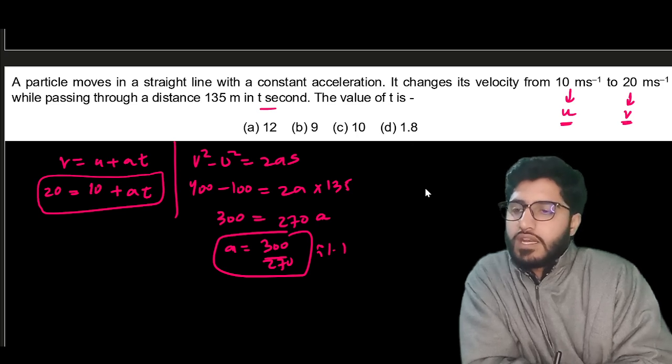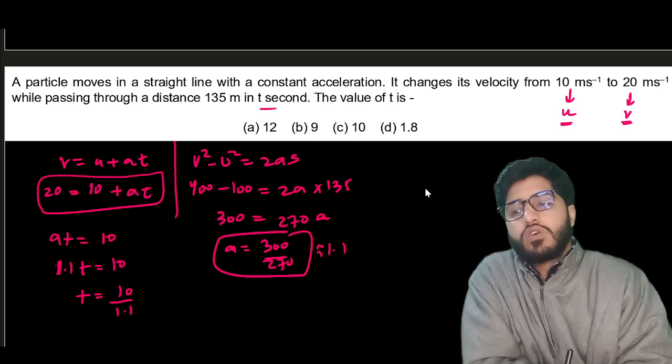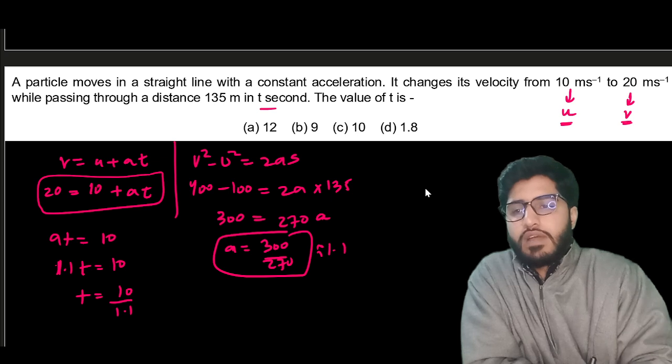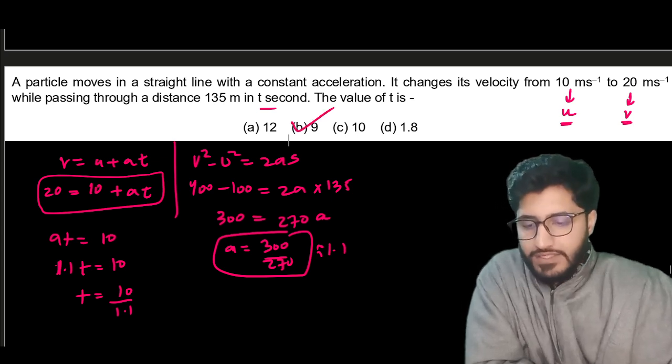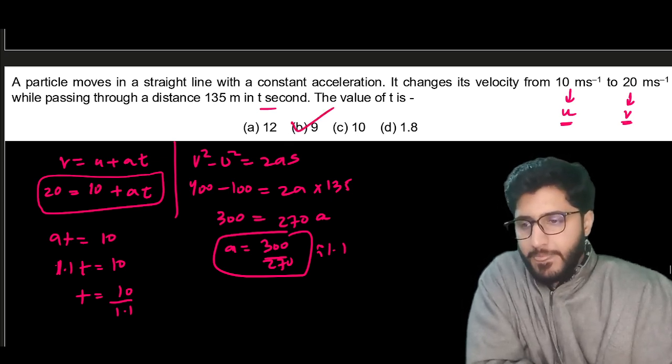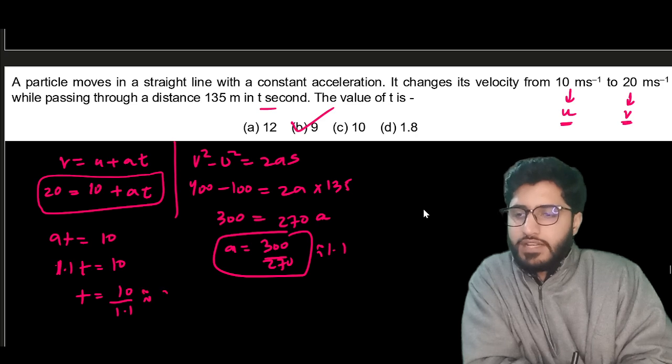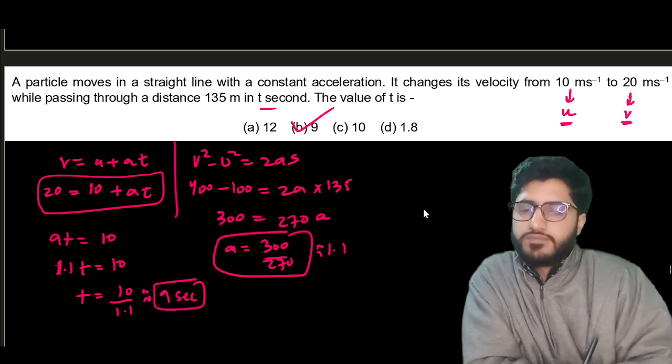Okay. So I can write at came out to be 10, so a times t equals 10. What is a? a is 1.1 something. It is 1.1 into t equals 10. t came out to be 10 by 1.1. Look, we have 10 by 1.1. It is 9 point something, right? My answer is 9 seconds, approximately 9 seconds.